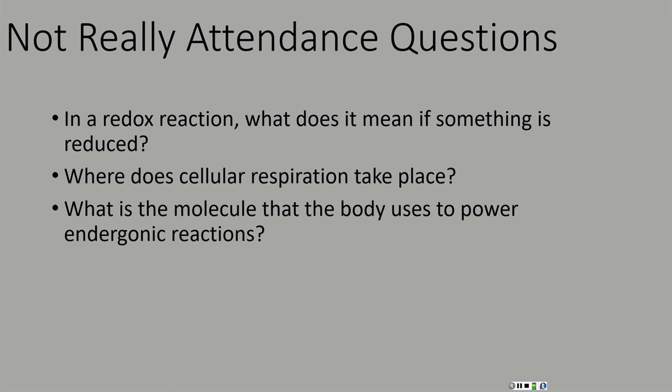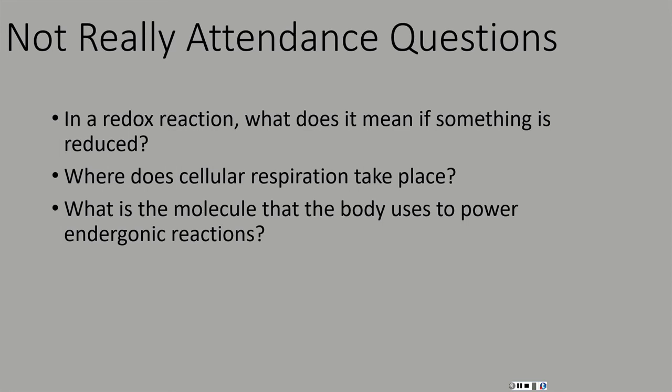In a redox reaction, what does it mean if something is reduced? Where does cellular respiration take place? And what is the molecule that the body uses to power endergonic reactions? So go ahead and try to answer these on your own. You may want to go back and refresh some stuff from chapter 2, chapter 3. And some of these terms, hopefully they at least sound familiar to you, even if you don't remember exactly what they are. We've learned them already, and we're going to be applying them in these two lectures.